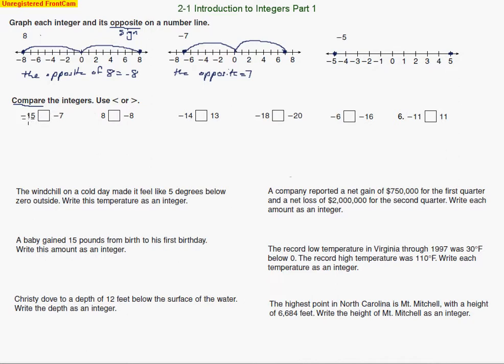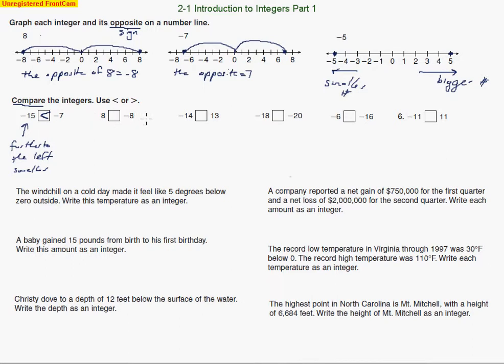When I look at negative 15 and negative 7, I see that negative 15 is further to the left. To the left means that we have smaller numbers. This is the smaller numbers side, so these numbers are smaller. And this way, our numbers are getting bigger. When I compare them, I'm looking to see which one is closer to 0, because these are both negative numbers. Negative 7 is bigger because it's closer to 0.